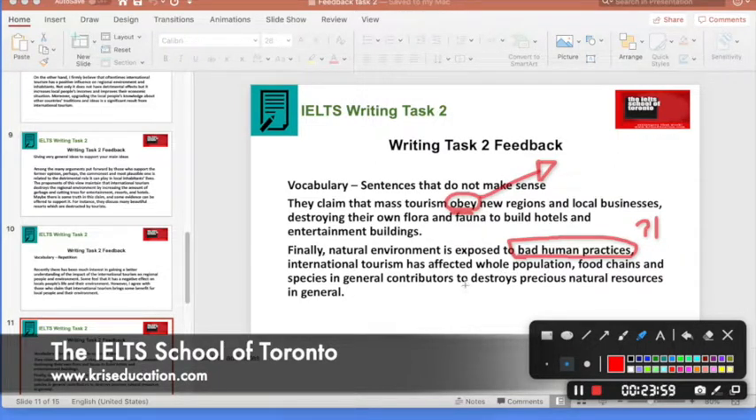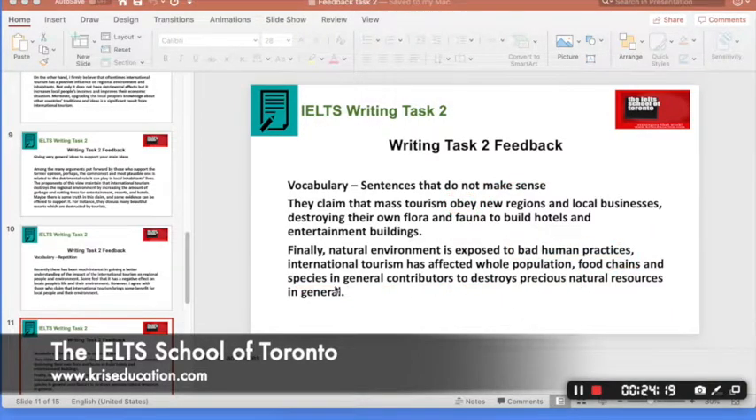And the same thing here. "To destroy precious, natural..." What I need to see is the food chains. What does that mean? And species in general, contributors. So there are so many words just put together without actually any meaning. And if you do that, your coherence goes down.